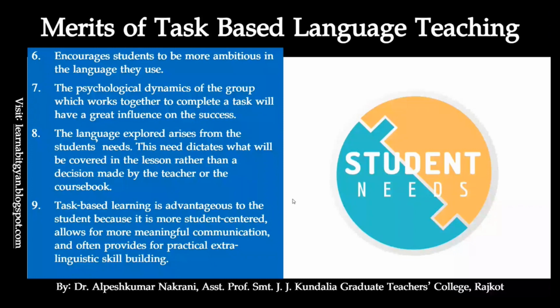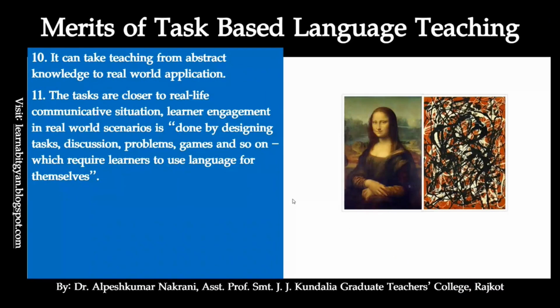So it is easy for the teacher to organize a class with activities based on the level of the students. So it is a student-centered activity full of meaningful communication and language skill building. Teaching from abstract knowledge to real world application is the best thing about this. Only teaching abstract knowledge is not a good thing. Real world tasks help students to learn everything. There is a plenty of variety of activities that can be done by the teacher, right?